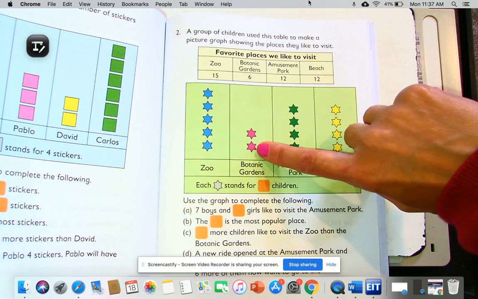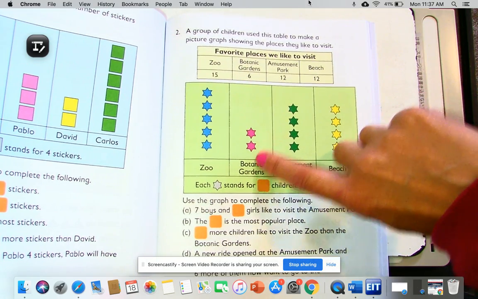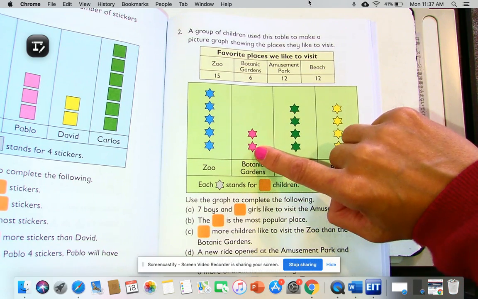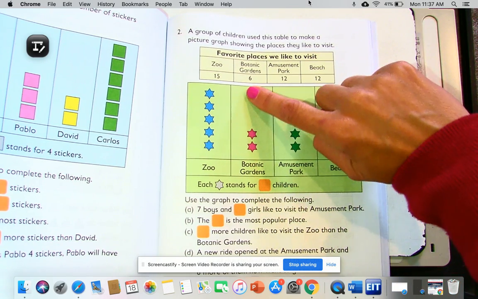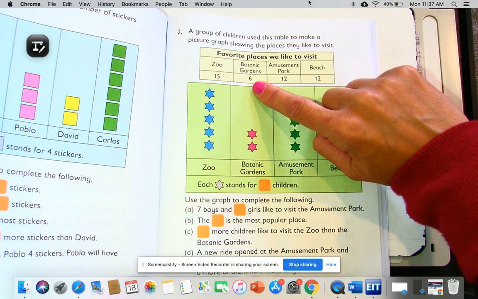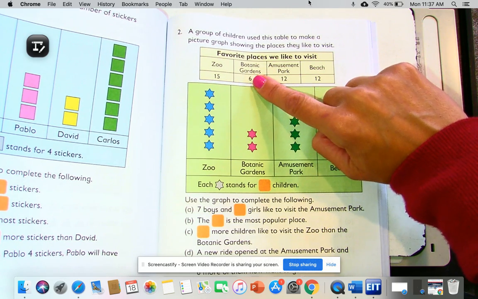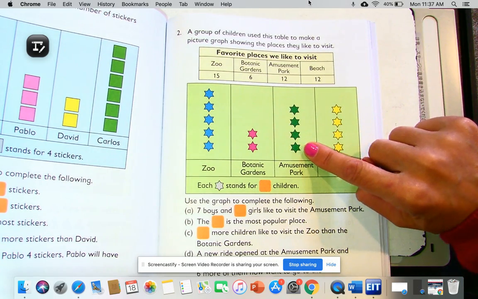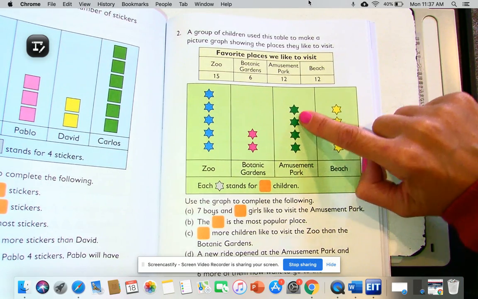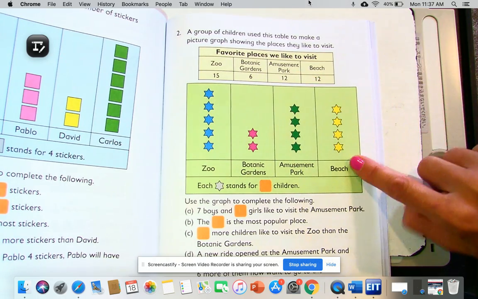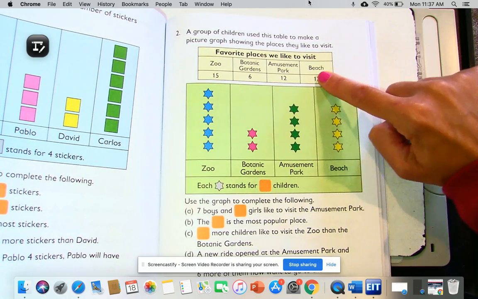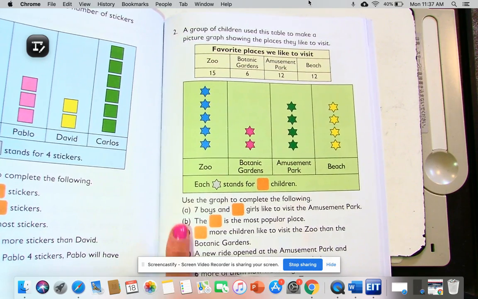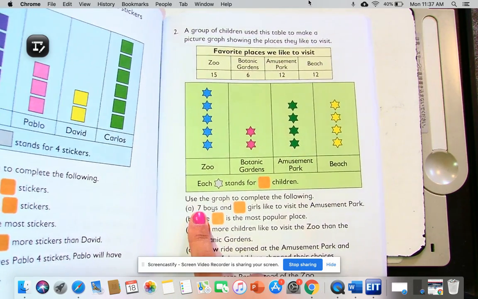Let's check the botanic gardens. If we figured out that each star stands for 3, then this would be 3, 6. And I think we did it correctly because 6 kids like to go to the botanic gardens. All right, let's check the amusement park. 3, 6, 9, 12. Yep, and the beach, 3, 6, 9, 12. All right, so each of those stars stands for 3. Let's see, use the graph to complete the following.